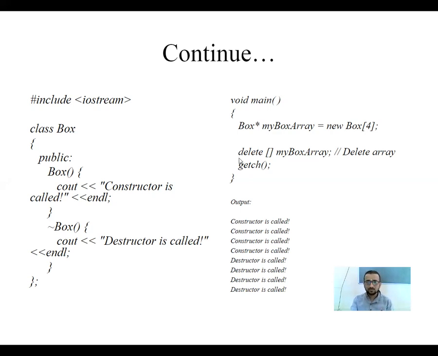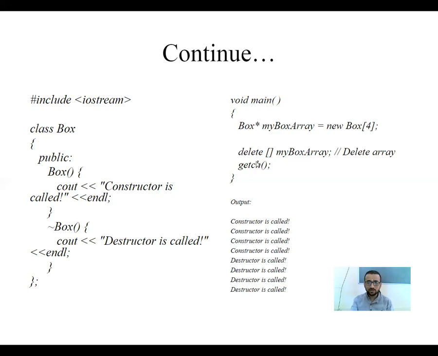How can we do that? We use delete and the object name, my box array, which is going to delete the array with the help of this delete operator. So whenever I call this delete, it is going to call the destructor. Whenever I call delete my box array, it is going to call the destructor that I have defined within my class.